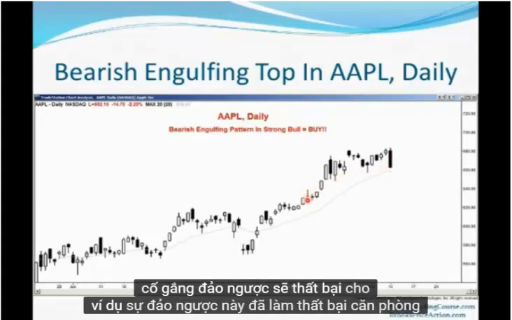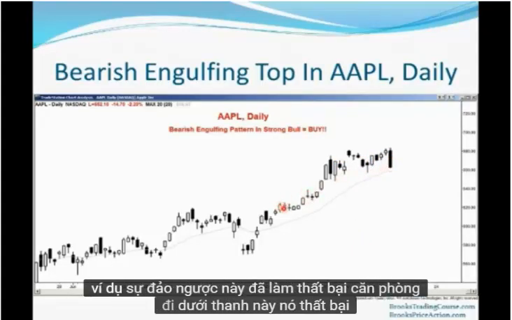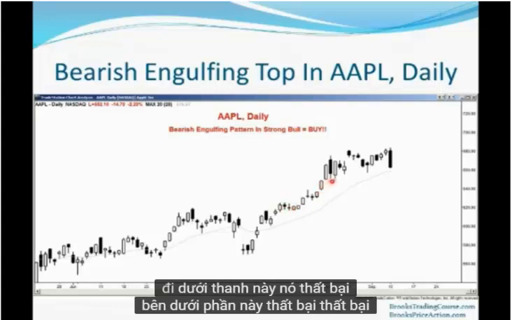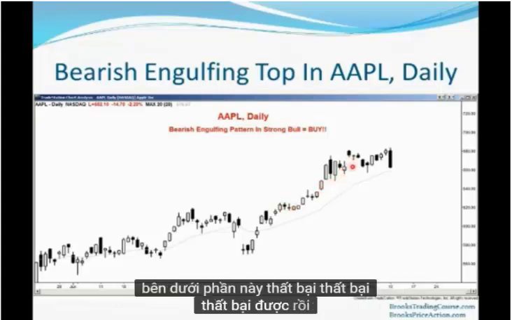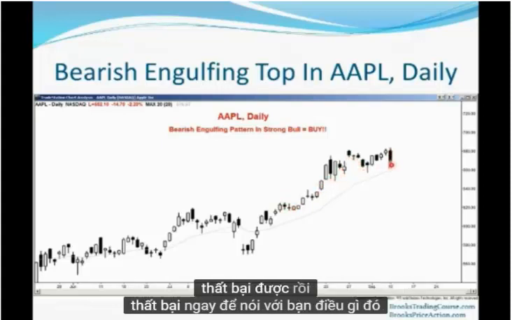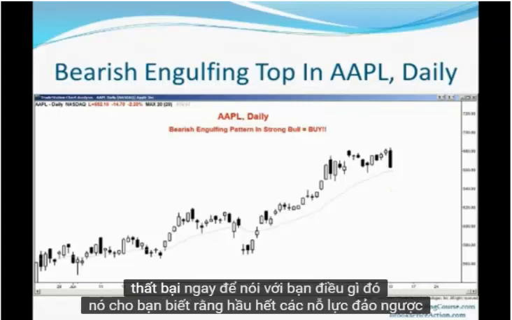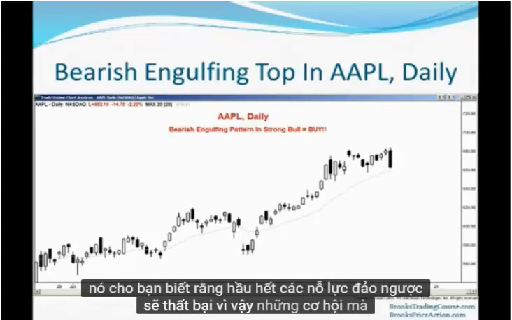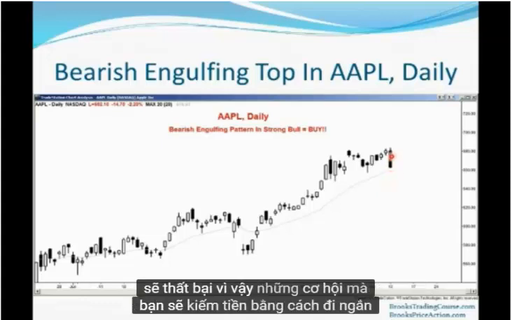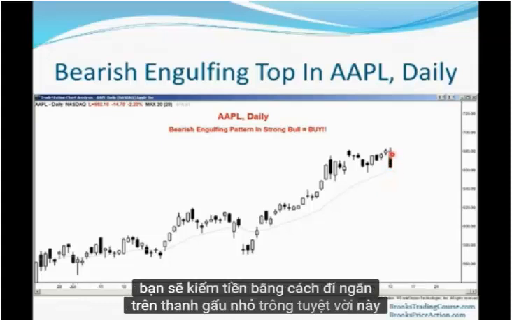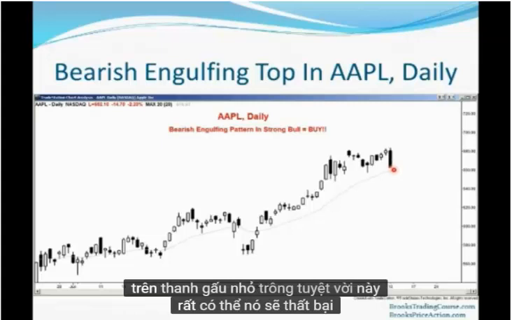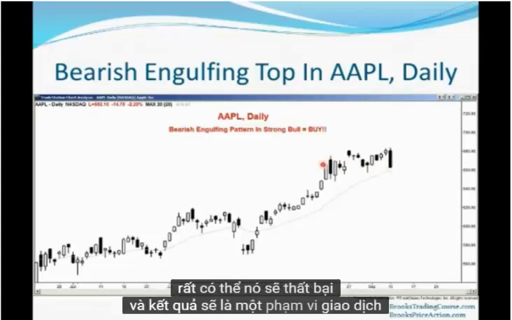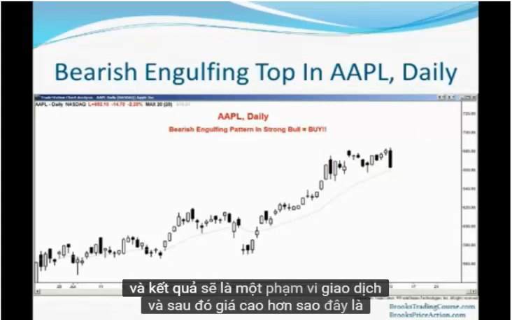For example, this reversal failed. When it went below this bar, it failed. Below this bar, failed, failed, failed, failed. Okay, failed, right? So that tells you something. It tells you that most reversal attempts will fail. So what are the chances that you'll make money by going short based on this great-looking bear bar? Small. Chances are it'll fail, and the result will be a trading range and then higher prices.